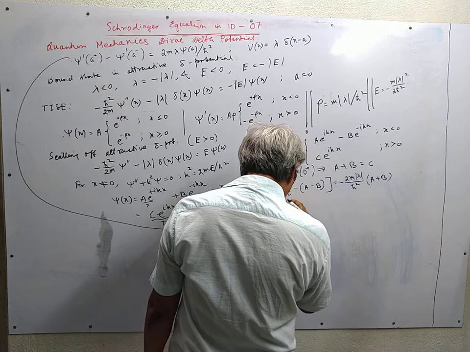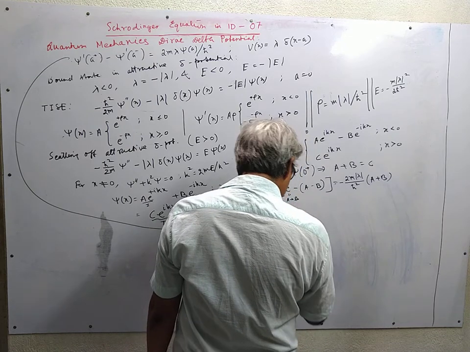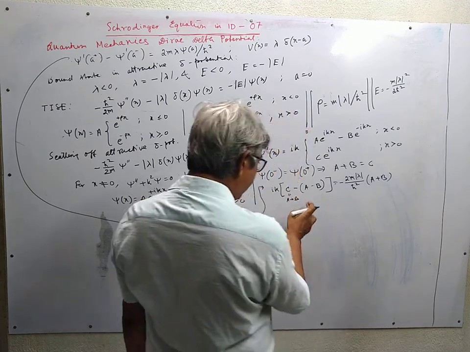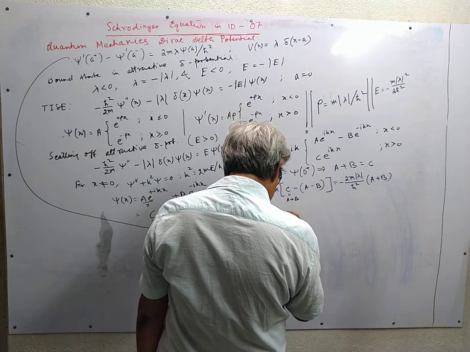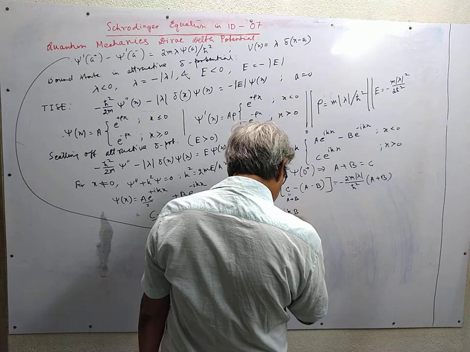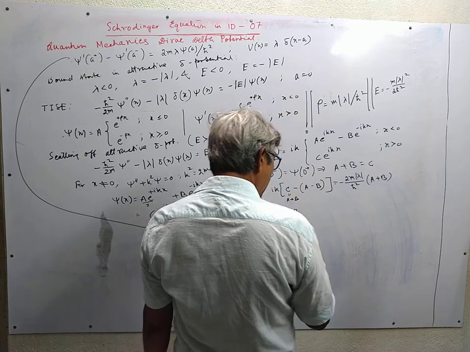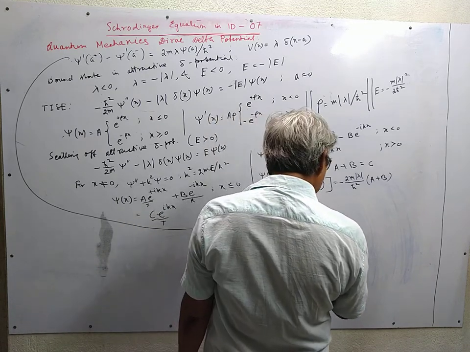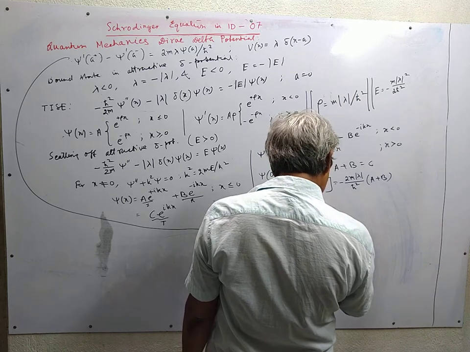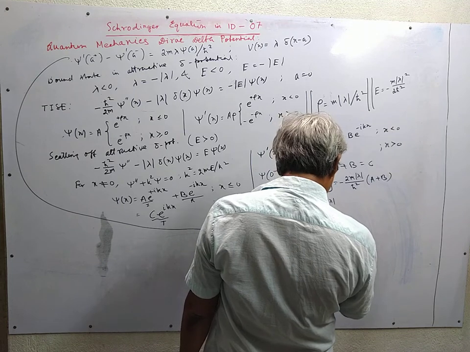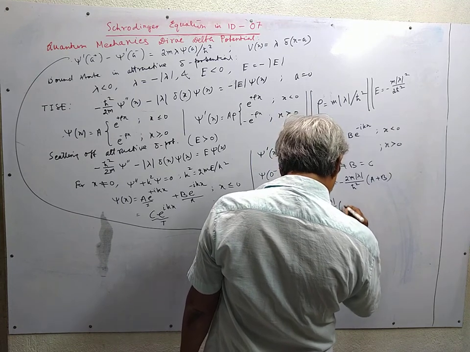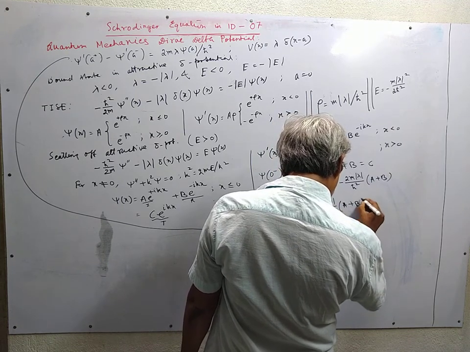And this is equal to also a plus b. So we see that here the result is twice i k b, and on the other side you will have twice m mod lambda h cross square a plus b.